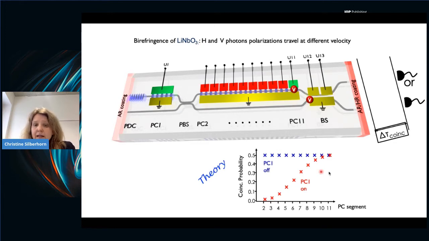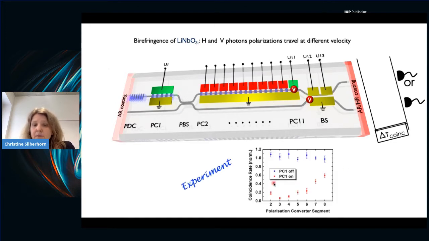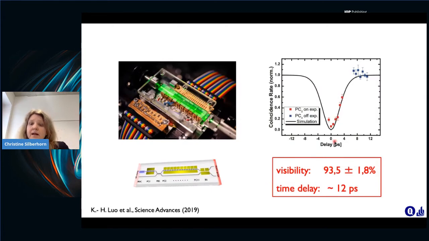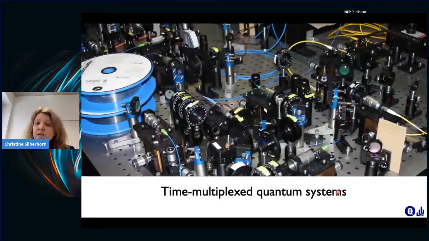If you do everything correctly, this is the theory, this is the experiment, and we're quite happy that we are now at the stage where we can demonstrate that such a complex device with electro-optic control can actually operate and work. We find visibilities over 93%, and the time delays we can introduce are 12 picoseconds. I think this is a great achievement. I believe that it's a great achievement because that means we can do synchronization events. With that, let me switch to the next topic, which is time multiplexed quantum systems.